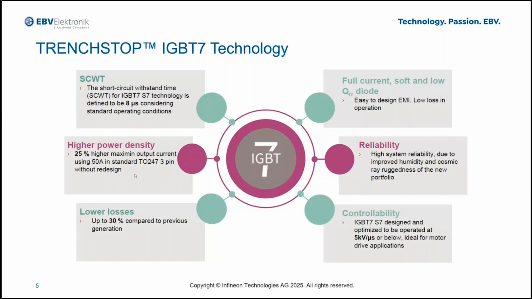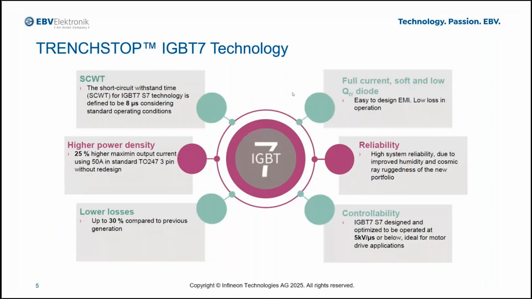There has been an increase in power density compared to the previous generation, considering the same package. So is it possible to have TO247 4-pin devices which are generating 25%, or to extract 25% higher current out of a standard TO247 3-pin device? Of course, compared to the previous generation, it reduces the losses, mainly the conduction losses, and I'll tell you why in a sec.